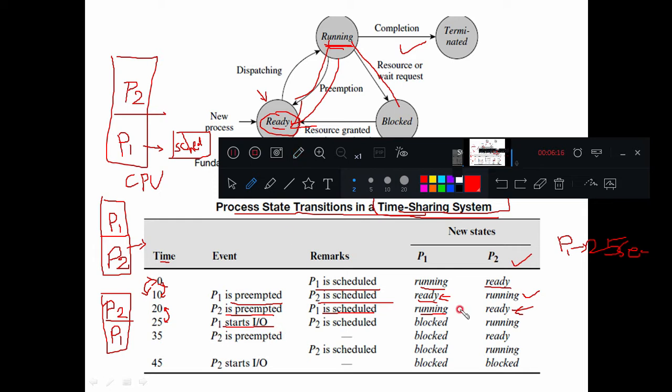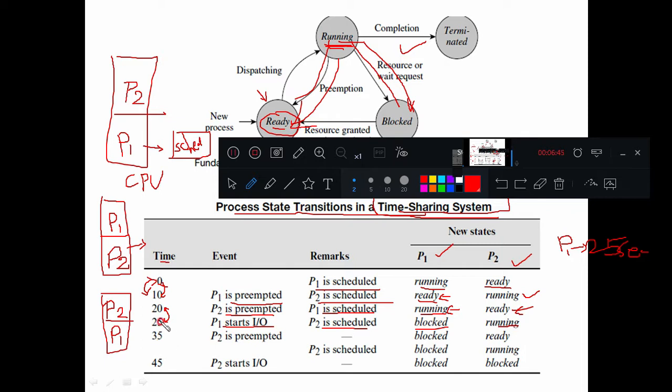So the last state of P1 was the running state, right? Once it starts an IO operation, meaning it is requesting IO, its running state will be changed to a blocked state, right? So P2 is scheduled once P1 starts the IO operation. What is the state of P1? It will be blocked, and P2 now becomes the running state.